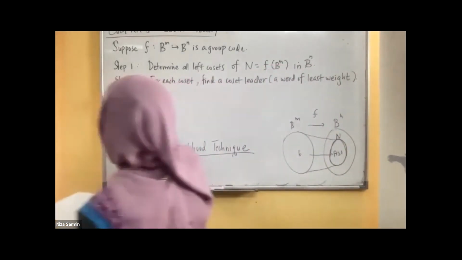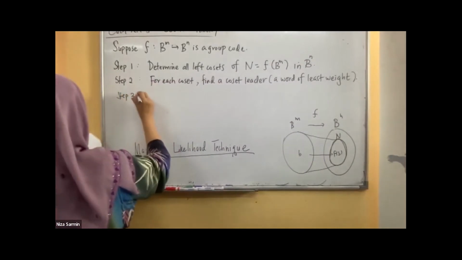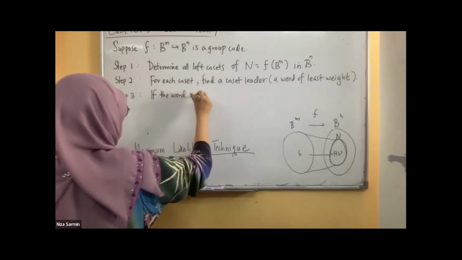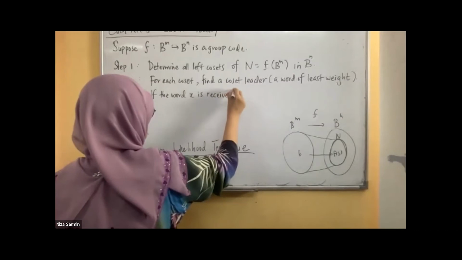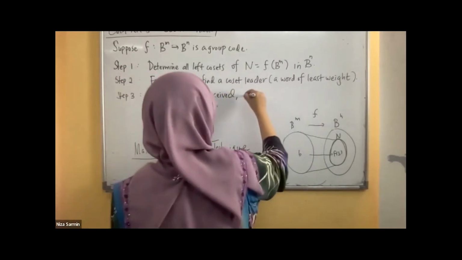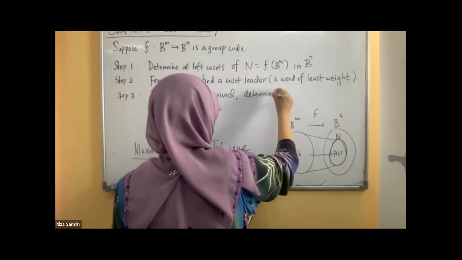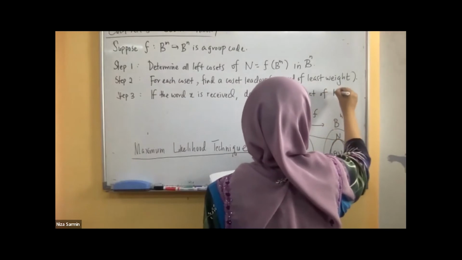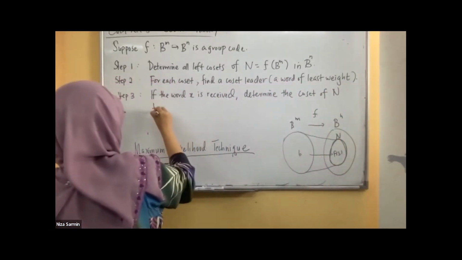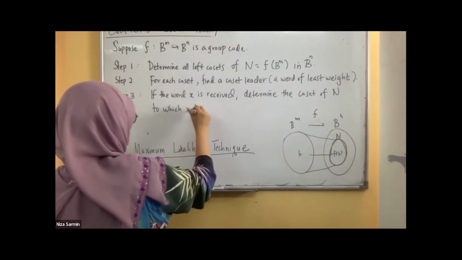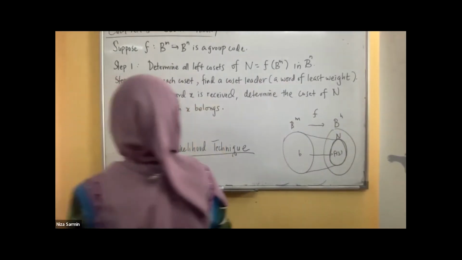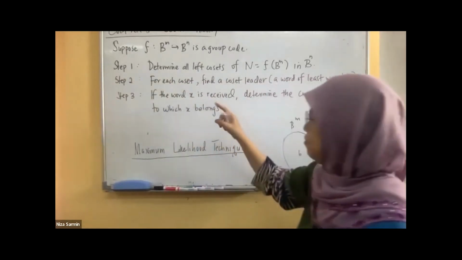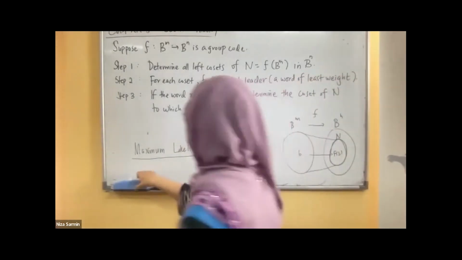Step 3. If the word X is received, determine the coset of N to which X belongs. This is the received X, and then you want to decode that.